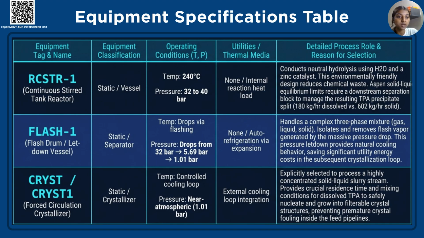According to our solid-liquid equilibrium calculation, this yields a significant TPA precipitate split of 602 kg per hour of solid versus 180 kg per hour dissolved. To manage this, the stream enters our letdown vessel Flash 1, where an abrupt pressure drop down to 1.01 bar isolates flash vapors and provides natural auto-refrigeration cooling. This energy-saving step lowers the thermal load before entering our forced circulation crystallizer CRYST1, providing the essential residence time for safe TPA crystal nucleation without fouling our pipelines.